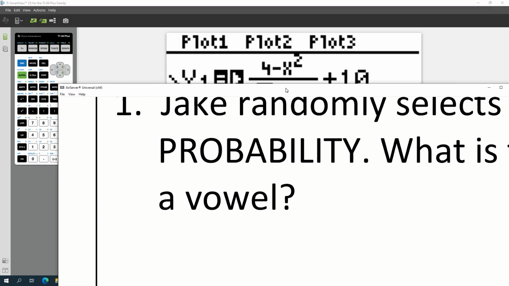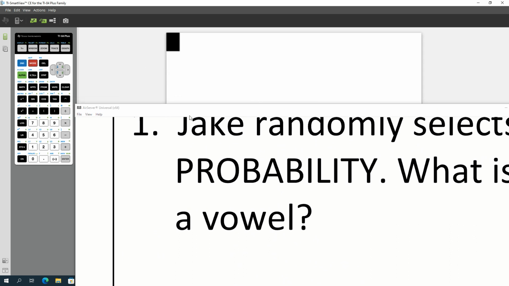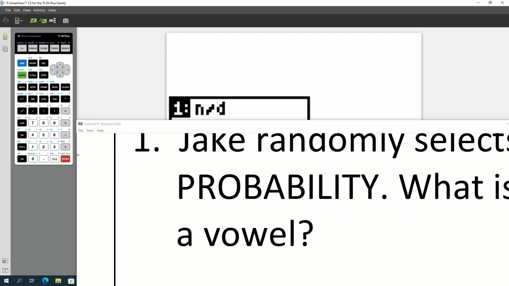All right, and I do want to make sure that everybody remembers how to type fractions in the calculator. That will definitely be helpful on your quiz today. So what do you do to get the little fraction? Yeah. Alpha, y equals, and then the very first choice, number 1, is it. So you hit enter, and there it is.